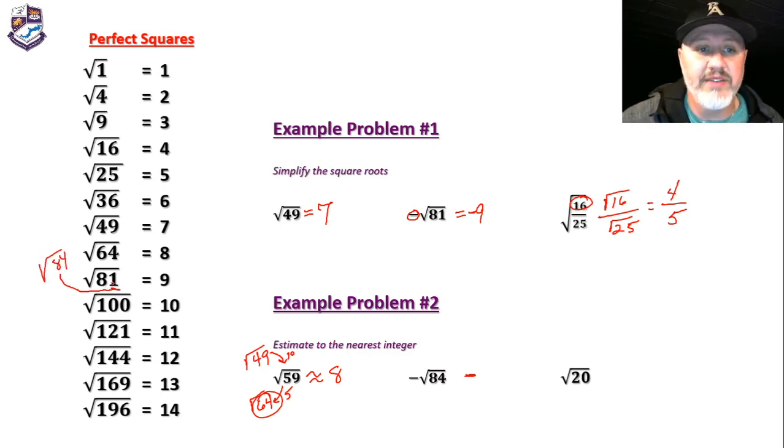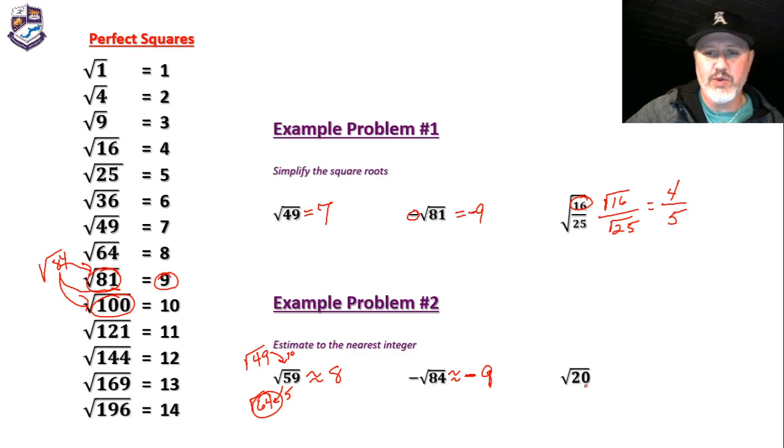Is the square root of 84 closer to the square root of 81 or the square root of 100? All right. I know 9 times 9 is 81. I know 10 times 10 is 100. But it's definitely closer to 9 than 10 because it's only 3 away here, right, as opposed to 16 away here. So my answer would be approximately -9.